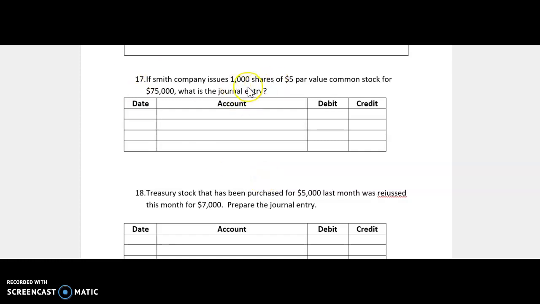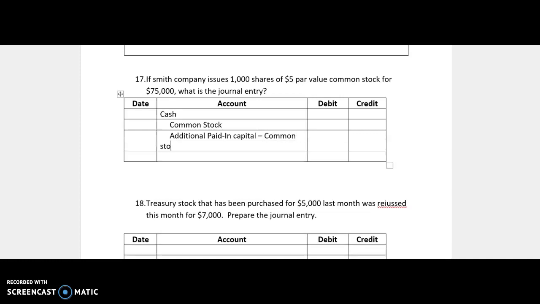If Smith Company issues 1,000 shares of $5 par common stock for $75,000, what is the journal entry? Well, we issue stock to get cash. We're going to credit common stock for the par amount. And then anything above that is going to be additional paid in capital common stock.